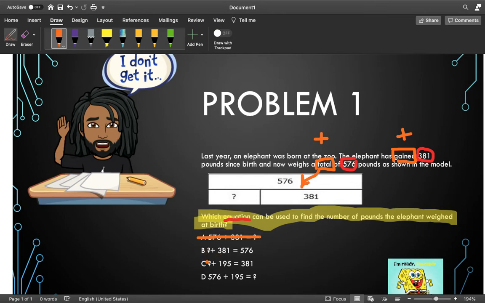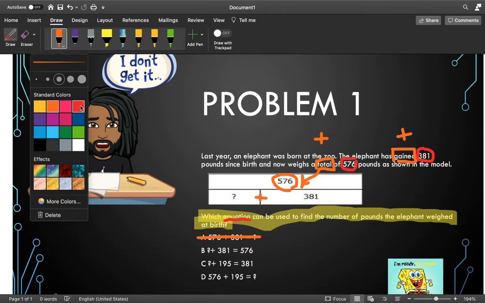All right, so now let's look at B. B says that the unknown quantity plus 381 equals 576, which is our total. So we know that the equation has to equal the same total. And we are dealing with addition. So it's saying if I add the unknown quantity plus 381, then I will come up with my total.